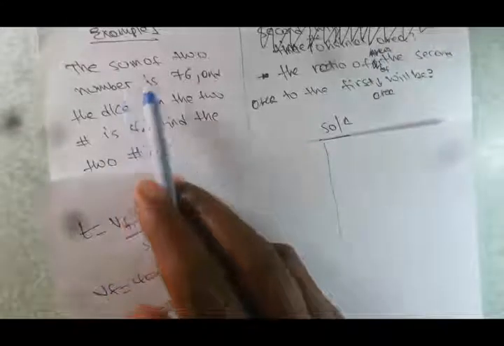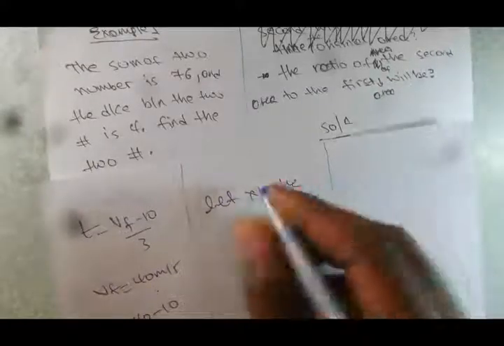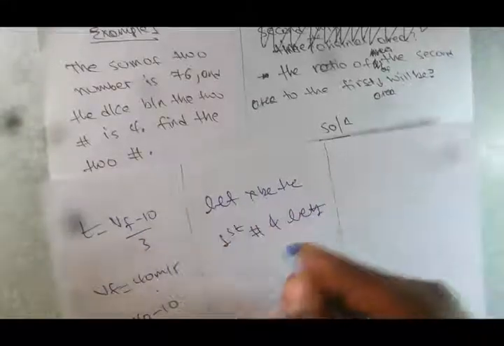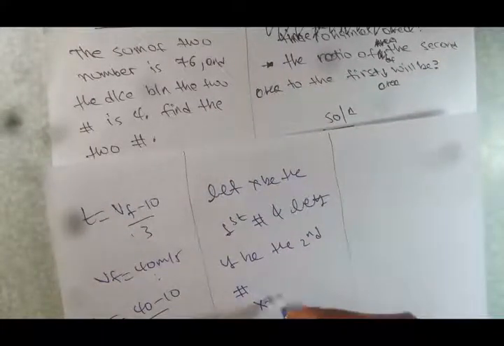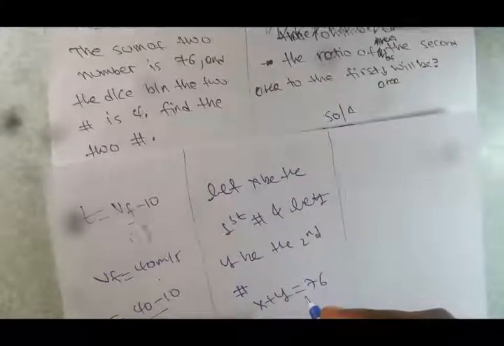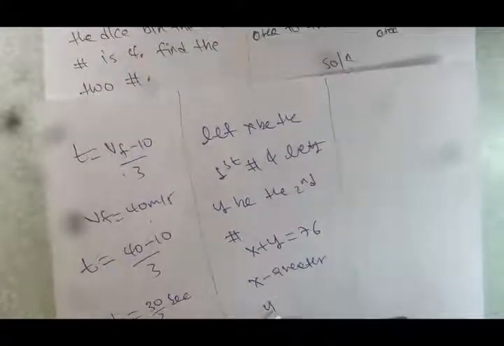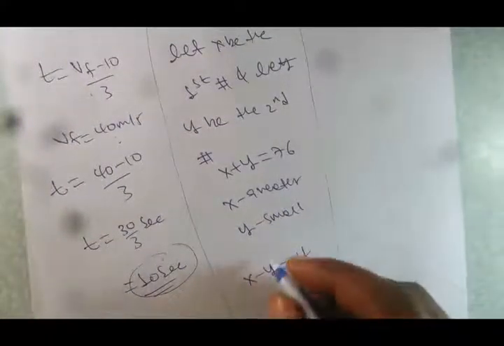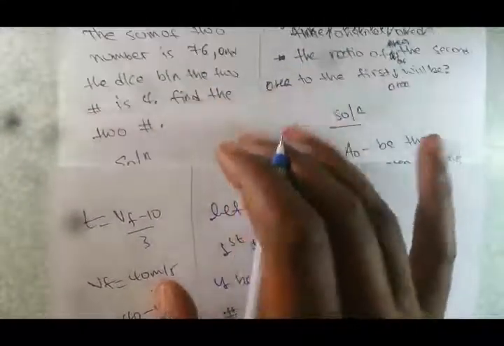And example 1 says that the sum of two numbers is 76. Let x be the first number and let y be the second number. And we are given the sum of the two numbers, x plus y is equal to 76. And the difference between them, let's say x is greater and y is smaller. Therefore, x minus y is given as 4, and x plus y is given as 76. And we are required to find the two numbers.